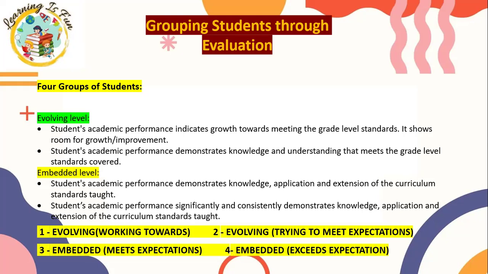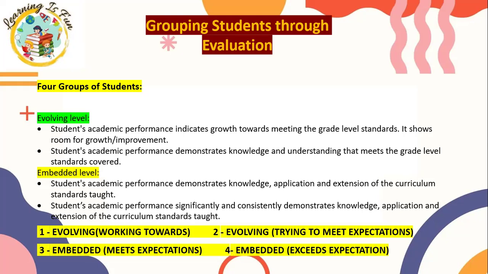Now, what are the 2 levels? The 2 basic levels for children are the evolving level and the embedded level. Okay, what is the evolving level? Students' academic performance indicates growth towards meeting the grade level standard. It shows room for growth and improvement. Okay, students' academic performance demonstrates knowledge and understanding that meet the grade level standards covered.